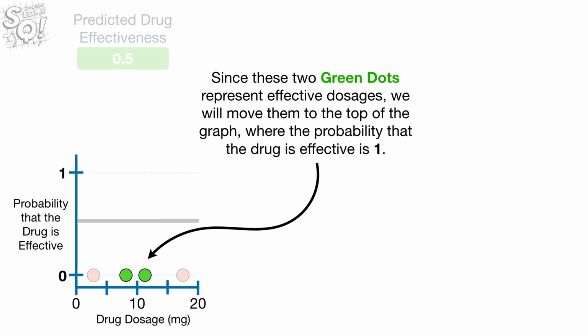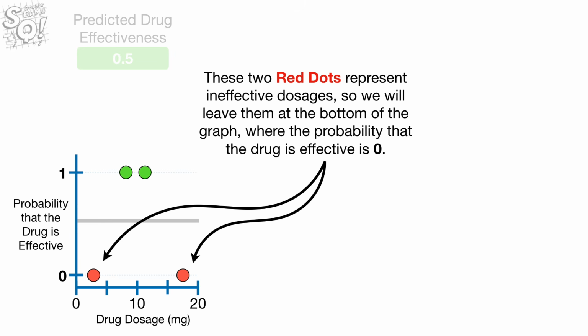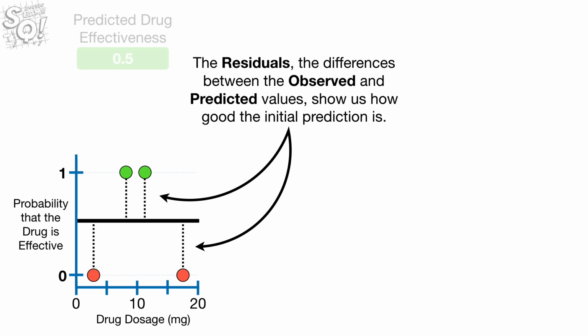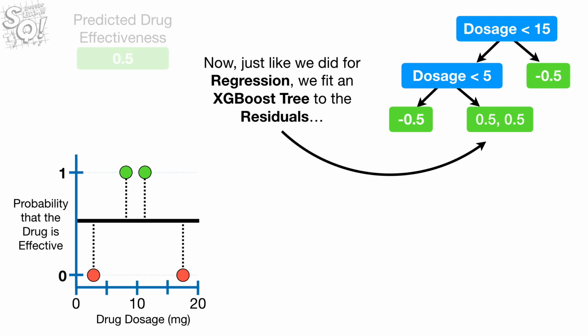Since these 2 green dots represent effective dosages, we will move them to the top of the graph, where the probability that the drug is effective is 1. These 2 red dots represent ineffective dosages, so we will leave them at the bottom of the graph, where the probability that the drug is effective is 0. The residuals, the differences between the observed and predicted values, show us how good the initial prediction is. Now, just like we did for regression, we fit an XGBoost tree to the residuals.